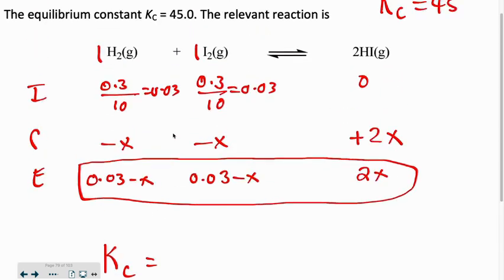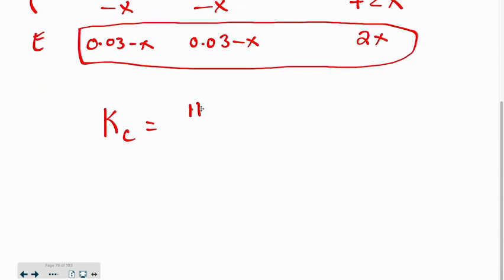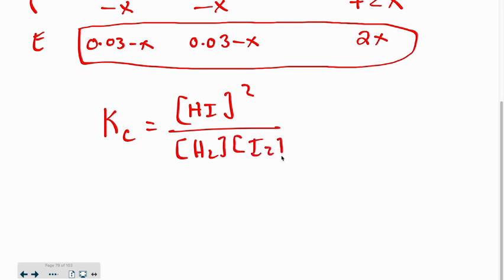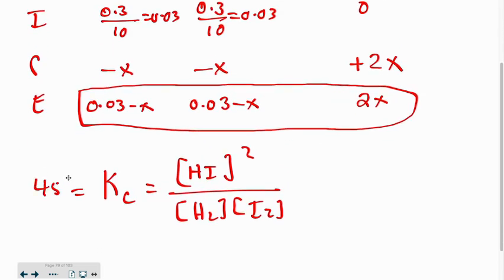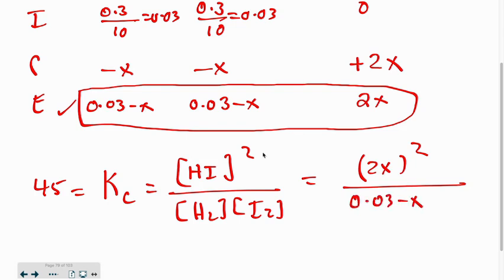Kc equals concentration of HI squared divided by the concentration of H2 times the concentration of I2. So I'm given the Kc, which is 45. So now in here, what I'm going to do is plug in my equilibrium concentrations. My equilibrium concentration of HI is going to be 2x, squared. My equilibrium concentration of these guys is just going to be 0.03 minus x. And because I have two of them, I'm just going to square this.